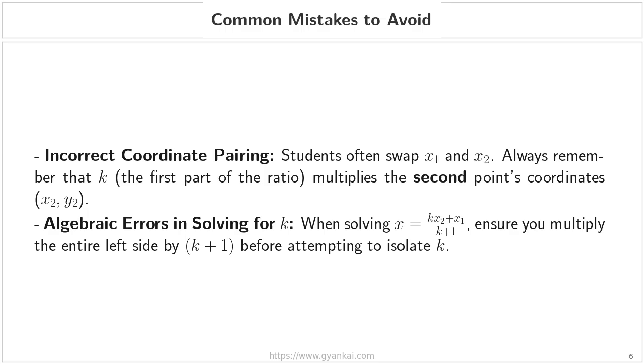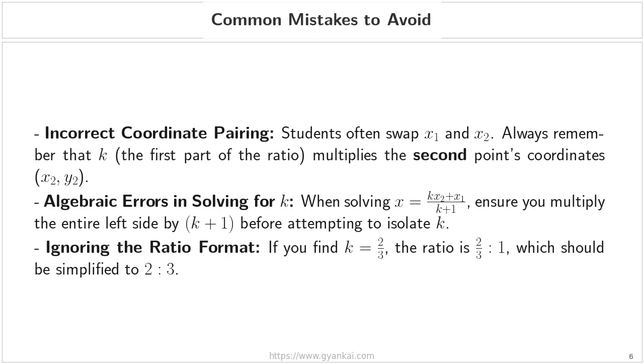Second, watch out for algebraic errors when solving for k when you are working with the equation where x equals the quantity k times x2 plus x1, all over k plus 1. You must be careful. A common mistake is forgetting to multiply the entire left side of the equation by the denominator, k plus 1, before you start moving terms around. If you don't distribute that multiplication to the whole side, your algebra will quickly go off track.